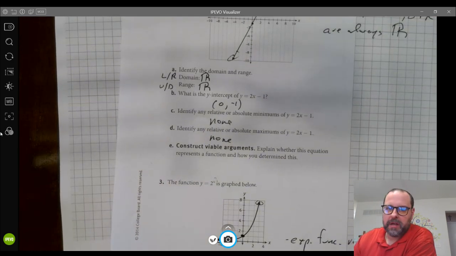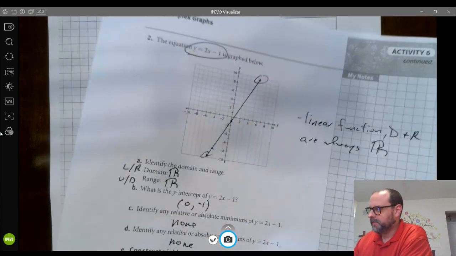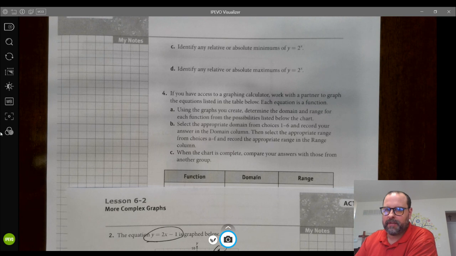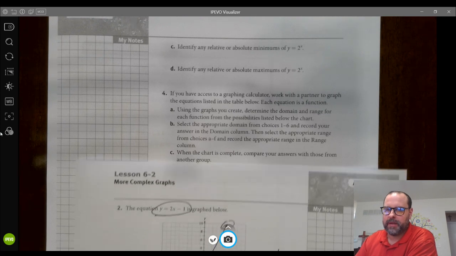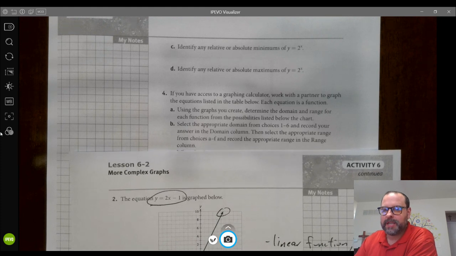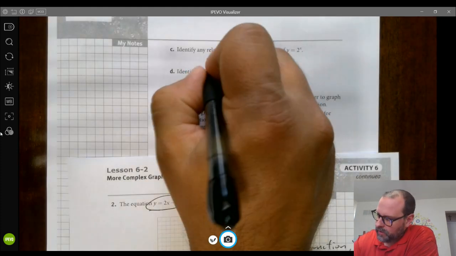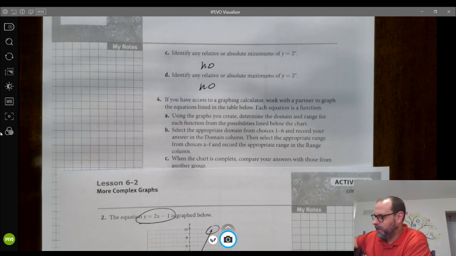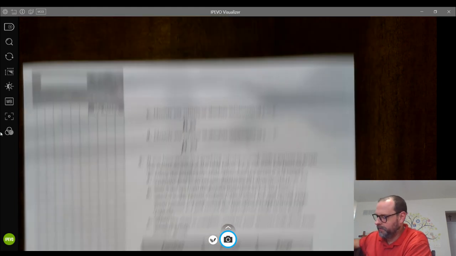Questions? I don't know, because you're not there. Sad. Going to C and D on the next page, does it have any relative or absolute min or relative or absolute max? No, because it continues to approach 0, so it never gets to 0. It's going to get really close, but it never actually gets there.